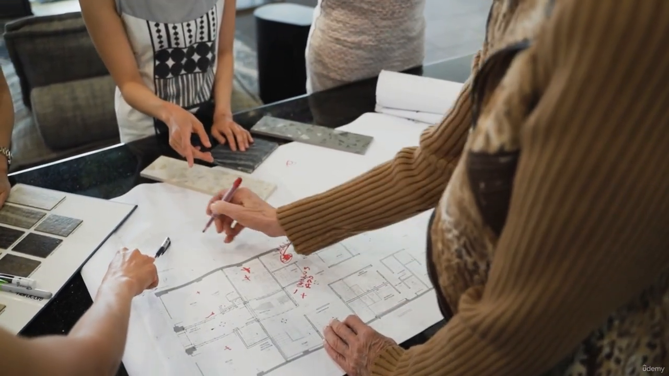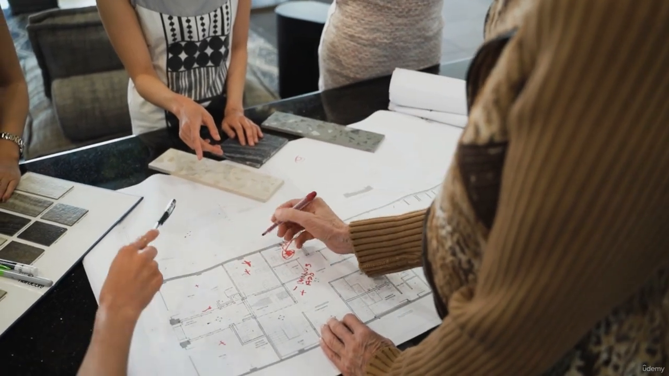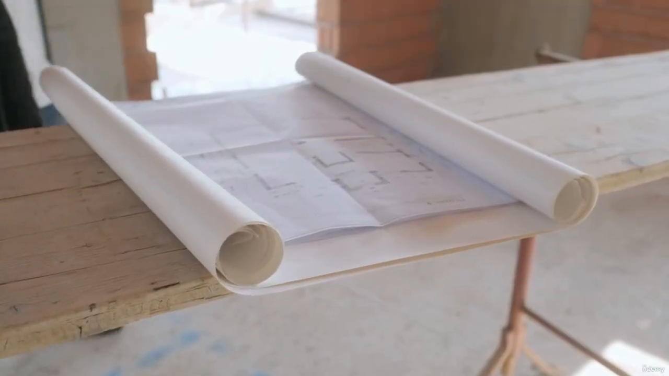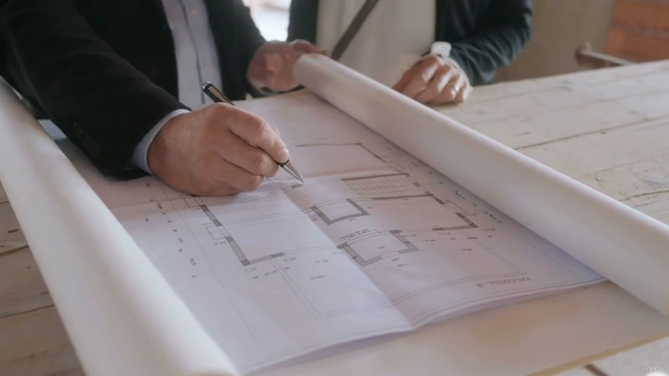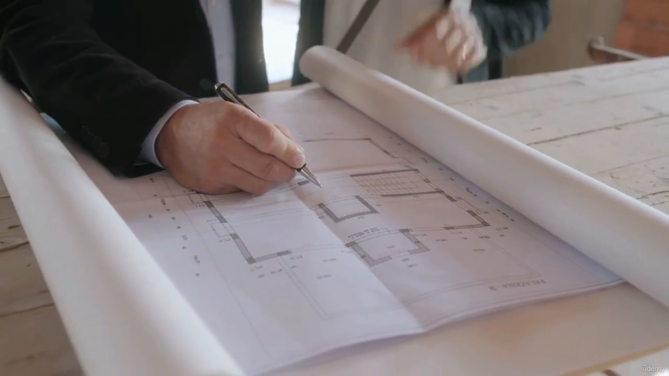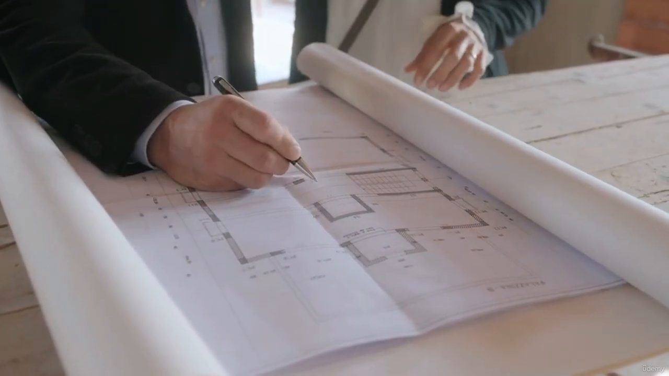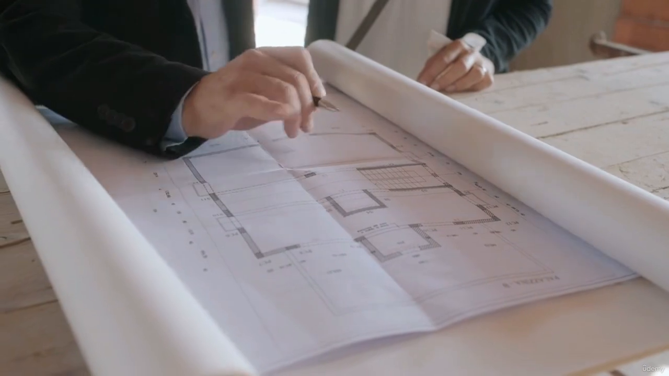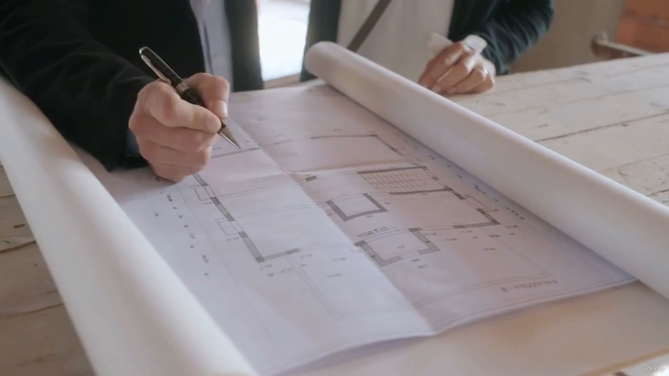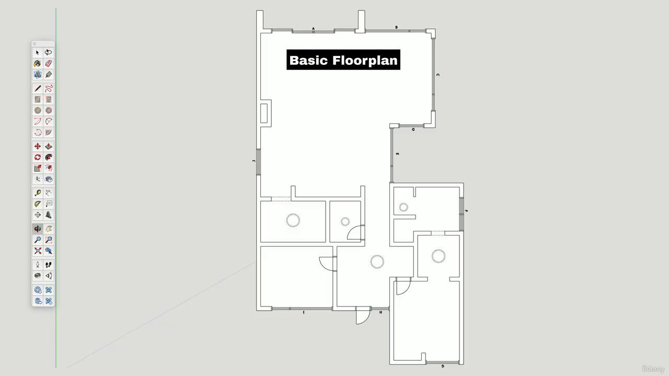So what exactly is a floor plan? A floor plan serves as a two-dimensional representation of an interior space or building, typically depicted from a top-down perspective on a flat surface such as paper or a computer screen. It offers a simplified layout of the space, encompassing all the rooms, windows, walls, and fixed features like fireplaces.